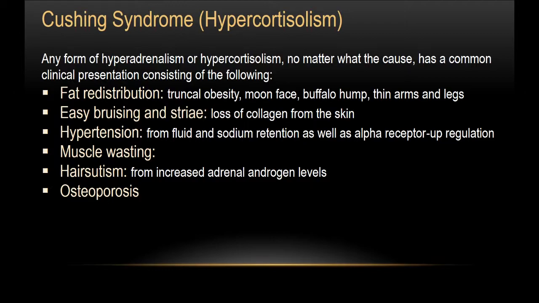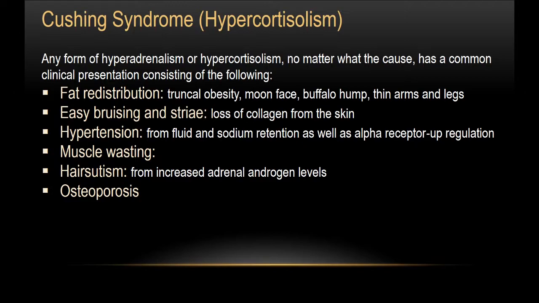Easy bruising and striae because of loss of the collagen from the skin. Again, because cortisol is going to turn your collagen from the skin into glucose. Hypertension, because when you have excess cortisol in abnormal pathological amounts, cortisol will also have a mineralocorticoid activity and will lead to salt and water retention, and this will increase your blood pressure. Also, cortisol will result in alpha receptor upregulation, and this will make your blood vessels so responsive to the sympathetic stimulation and will be constricted, and your blood pressure will go up.